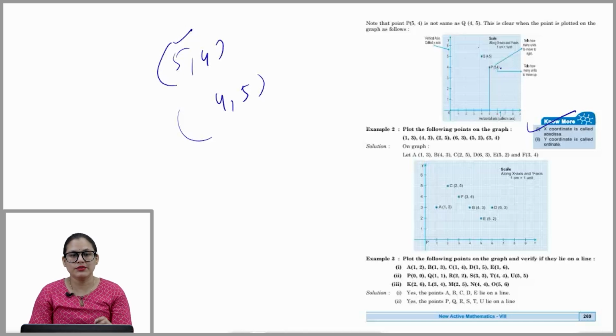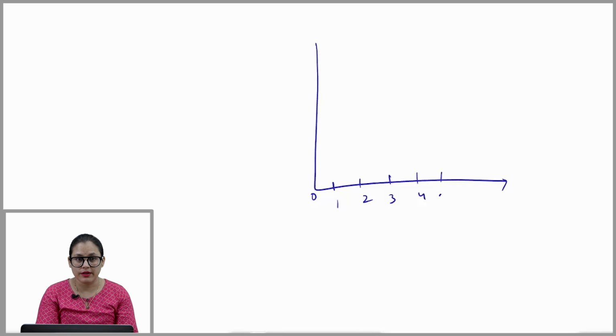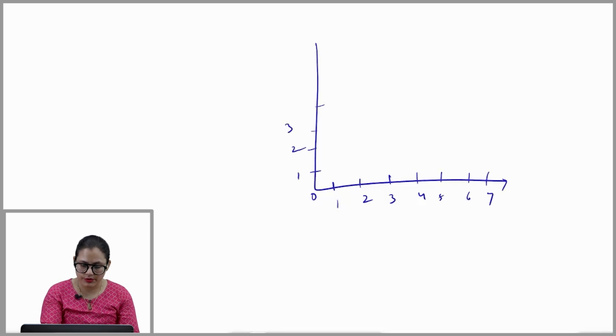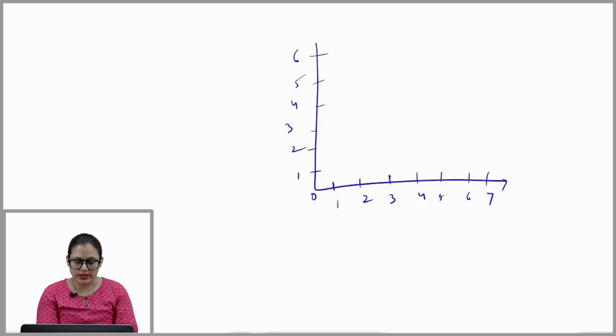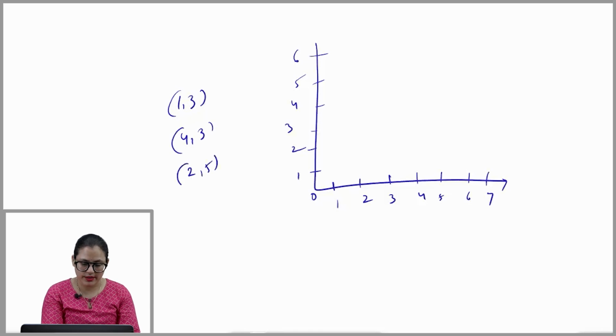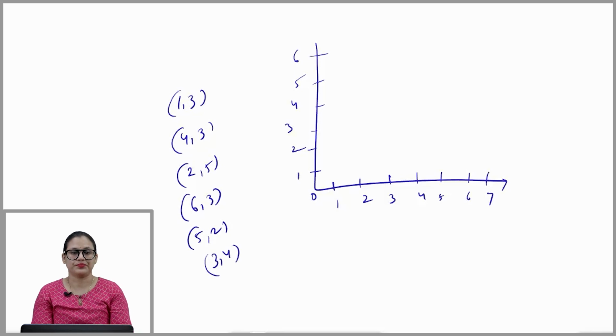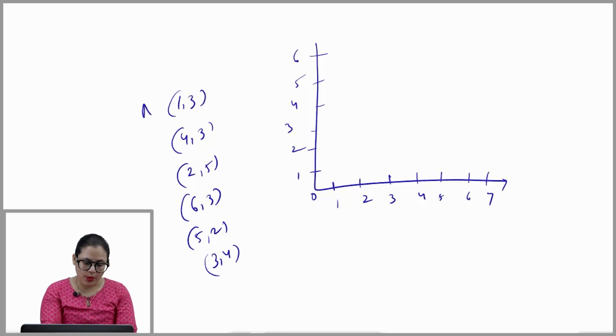Example 2, you have to plot the following points on the graph. So let's do it. This is the x-axis, 0, 1, 2, 3, 4, 5, 6, 7. This is the y-axis, 1, 2, 3, 4, 5 and 6. So the points are 1, 3, then 4, 3, 2, 5, 6, 3, 5, 2 and 3, 4. Let these points be A, B, C, D, E, F.